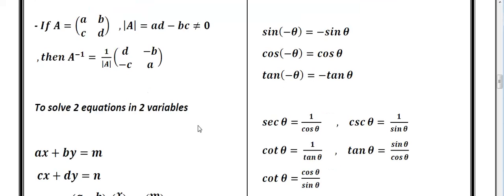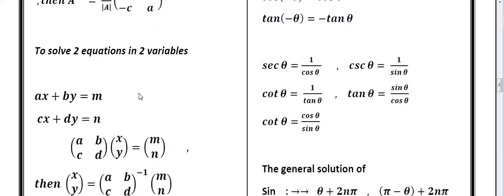And what about the multiplicative inverse? If A equals the matrix a, b, c, d, and the determinant of A, ad minus cb, is not equal to 0, then A to the power -1, the inverse of matrix A, equals 1 over the determinant of A, multiplied by the matrix with a and d rotated. We swap the diagonal elements a and d, and write negative signs for b and c.